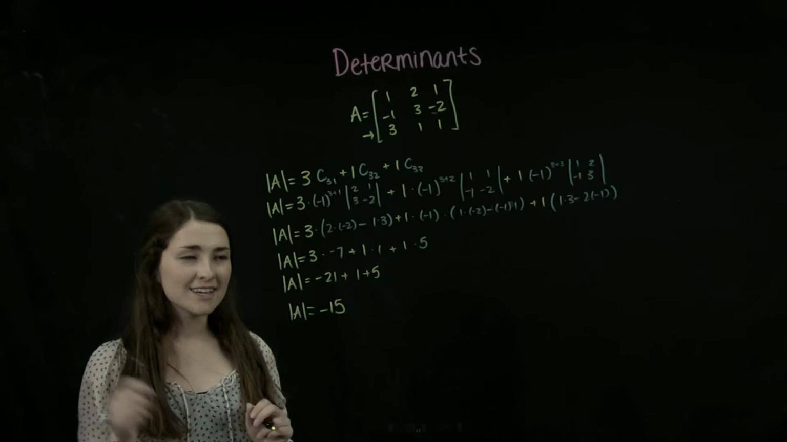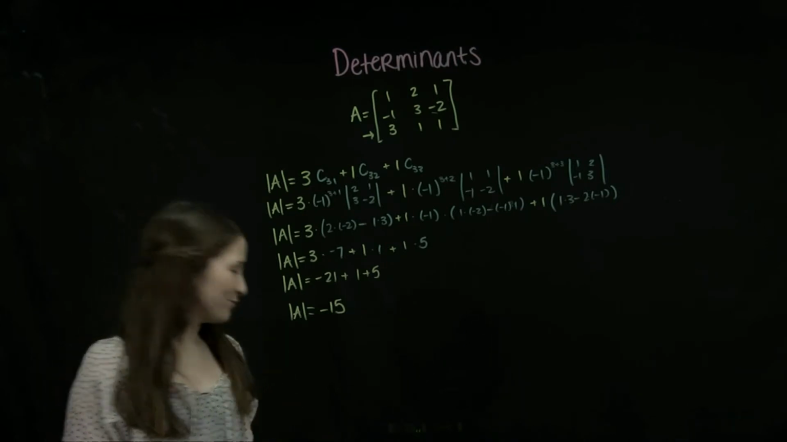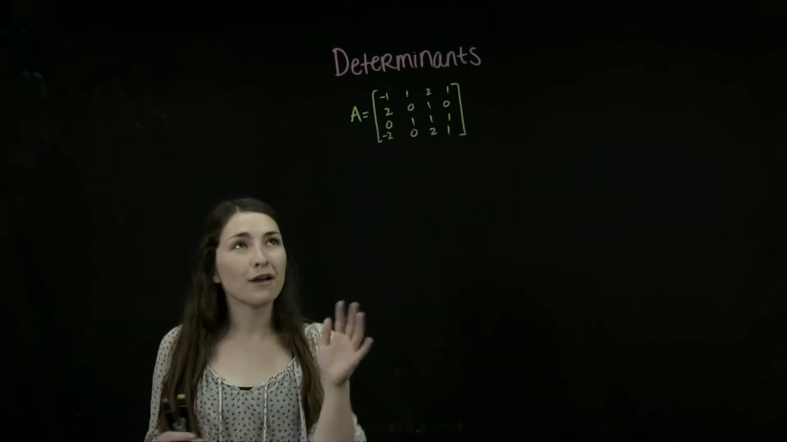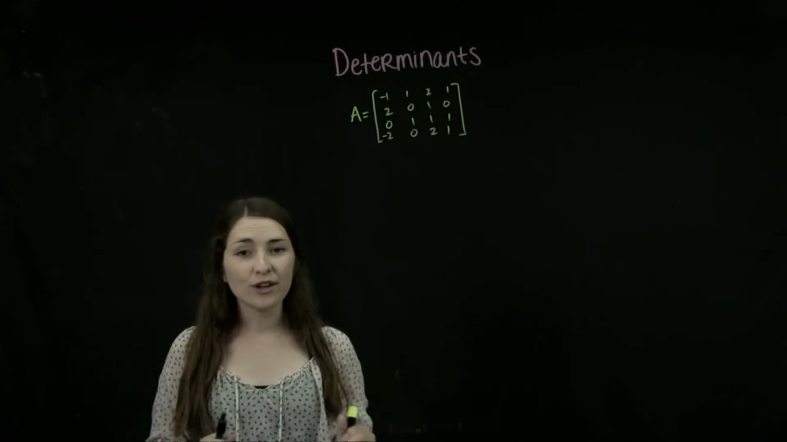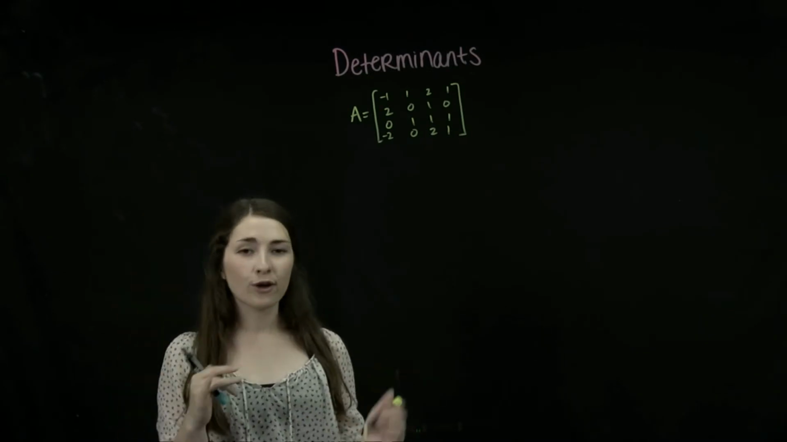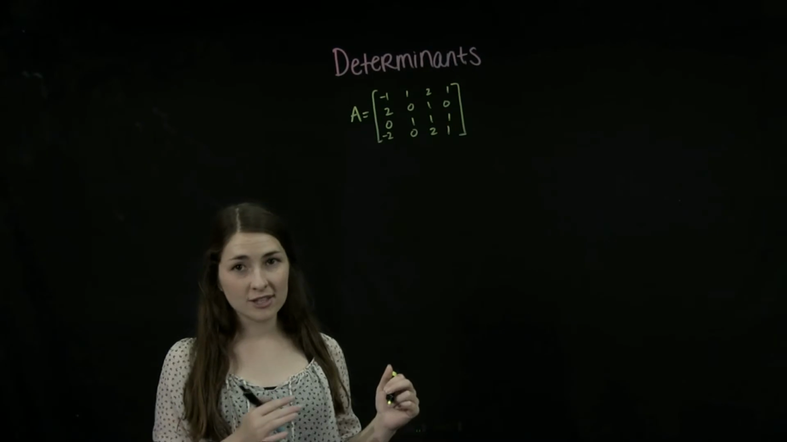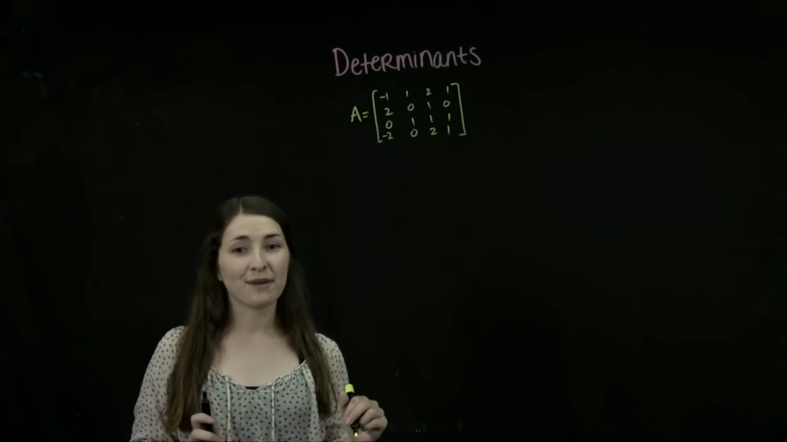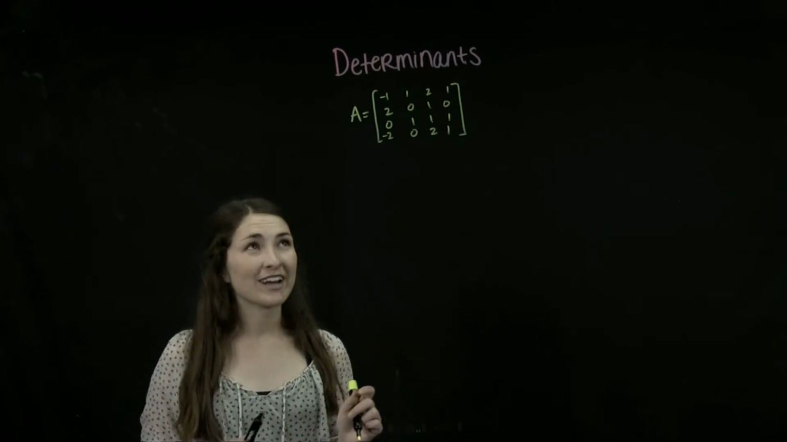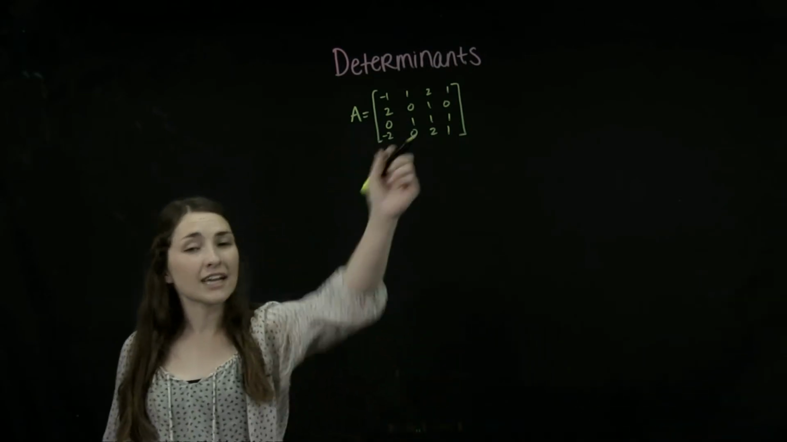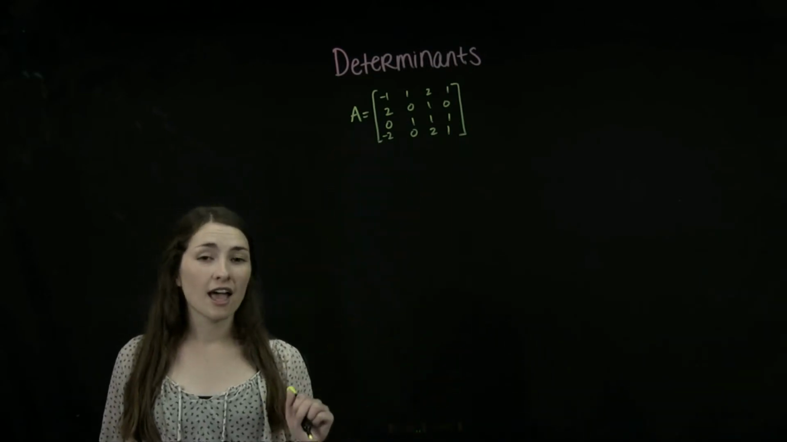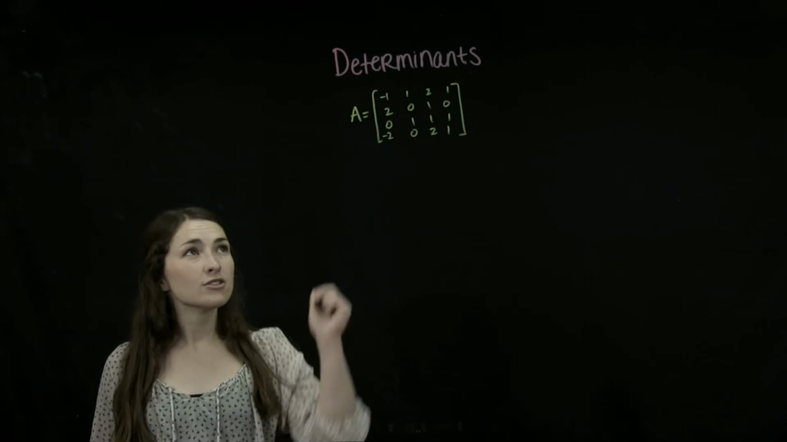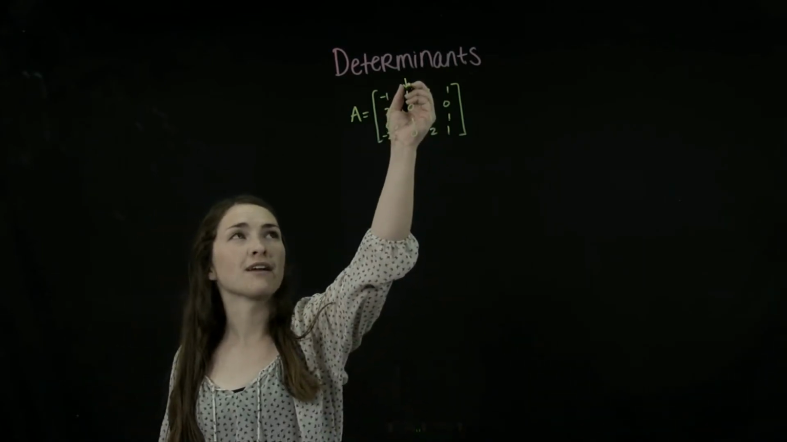So let's test ourselves and try a 4 by 4. We have been presented with this 4 by 4 matrix here, and we are going to make a smart decision about what row or column we are going to expand along to make our job a little bit easier, because this is a lot of determinants we're going to have to take. Our second row has 2 zeros in it, as well as our second column. So let's choose our second column and expand along that.